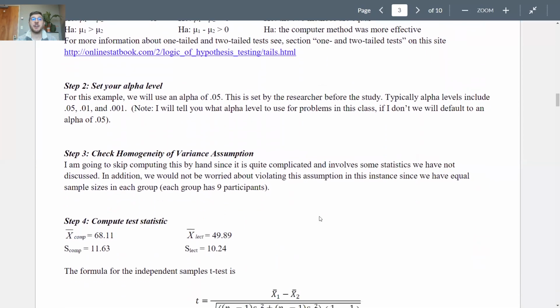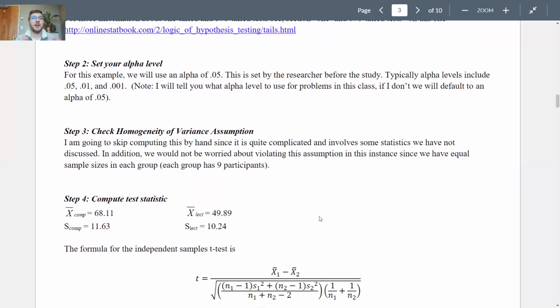So the next thing is we're going to set our alpha level. How much type 1 error are we willing to accept? In this case, we're told, and I'll typically tell you in your problems, that we're going to use an alpha of 0.05. So we're willing to accept a 5% chance of making a type 1 error in this case.